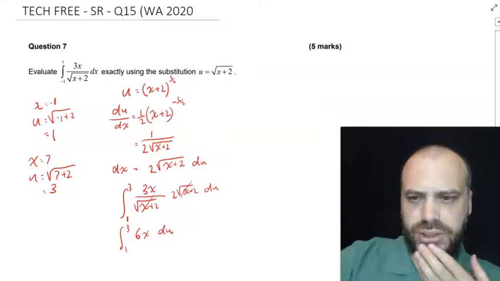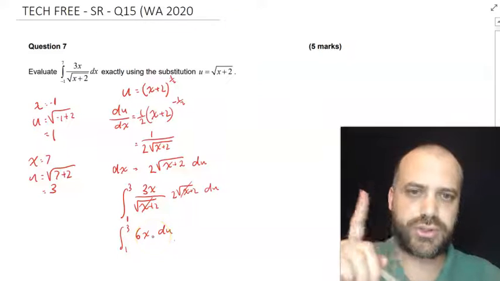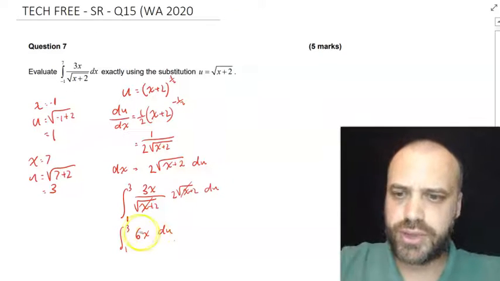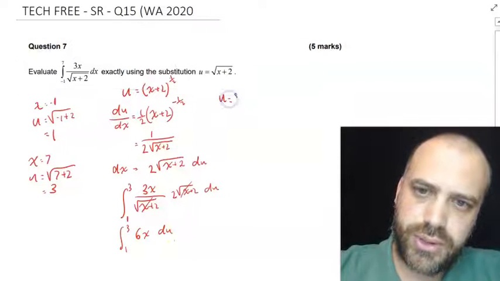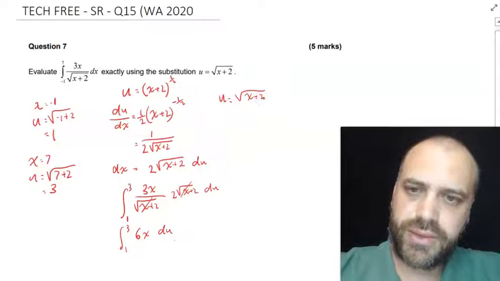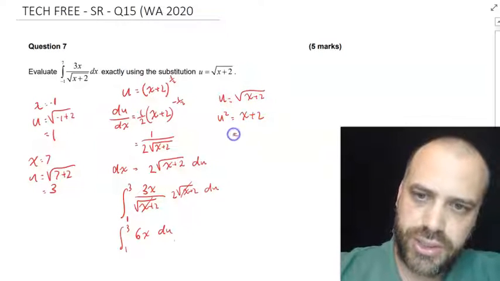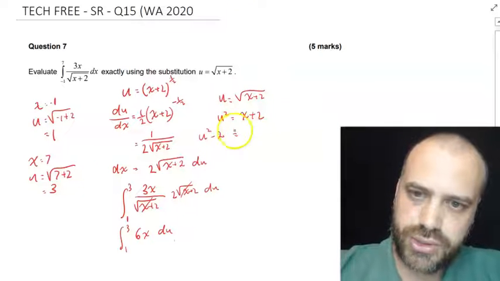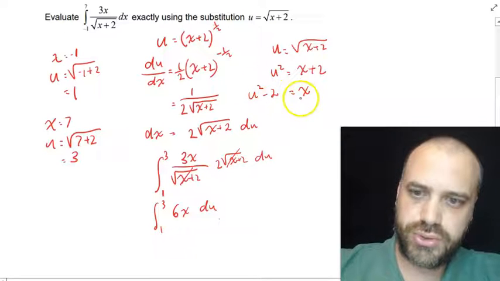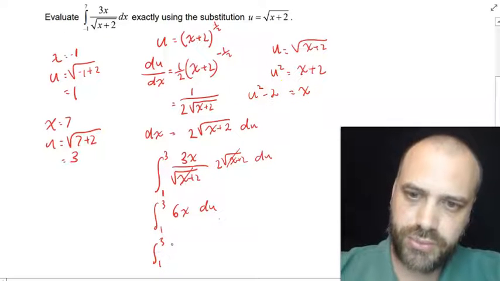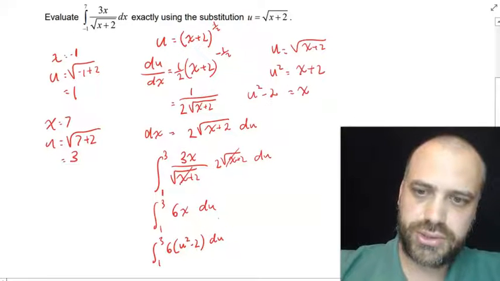Okay, so I have a function in terms of x, but I'm finding the derivative in terms of u. So here's where I can do that u substitution. So turns out I haven't done enough work yet because I need to know what x is equal to. So if u equals root x plus 2, then u squared equals x plus 2, and u squared minus 2 equals x. So now I can sub that u squared minus 2 into my integral. Between 3 and 1, 6 (u squared minus 2) with respect to u.